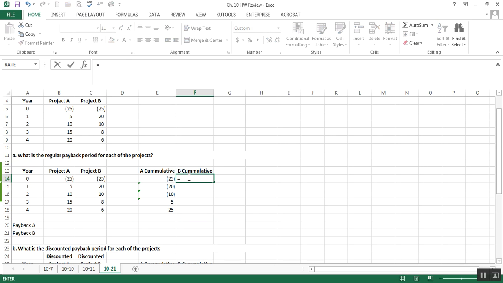We'll do the same thing for Project B. Equals sum, and then F4 for that. And then we can just copy and paste the formula down.